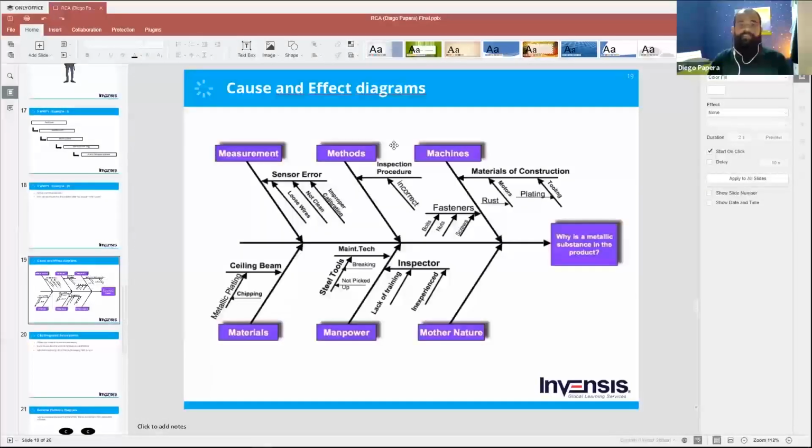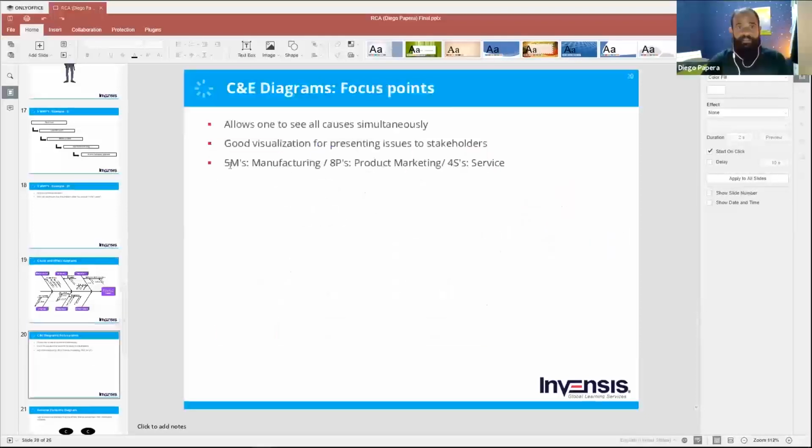The next area that we will visit is the cause and effect diagrams. The cause and effect diagrams are also called the Fishbone or the Ishikawa diagrams. And in a nutshell, through the cause and effect diagram, I'll just move over to the next slide, and then we may move back to this one. We see all the causes simultaneously.